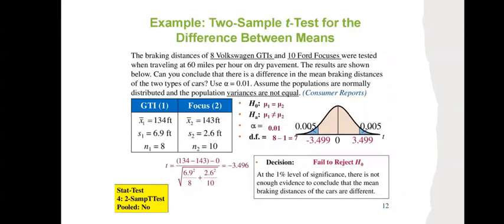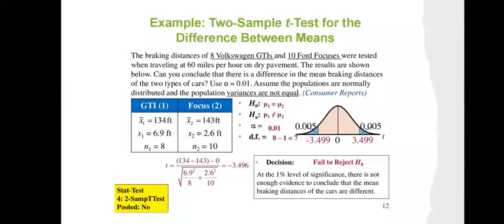In example 2, the braking distances of 8 Volkswagen GTIs and 10 Ford Focuses were tested while traveling at 60 miles per hour on dry pavement. The results are shown below. Can we conclude that there is a difference in the two types with alpha level 0.01? Here the data for the GTI and Focus is given.